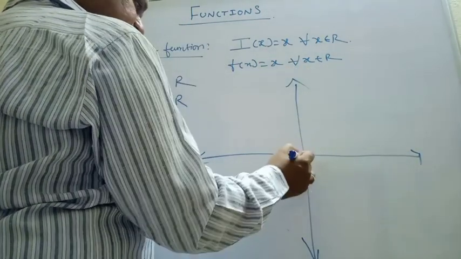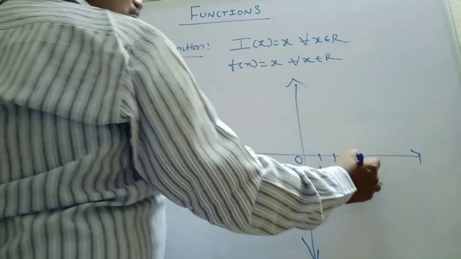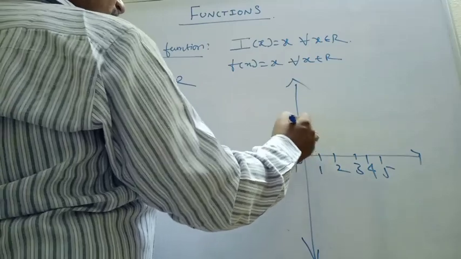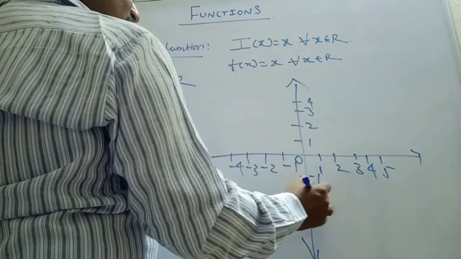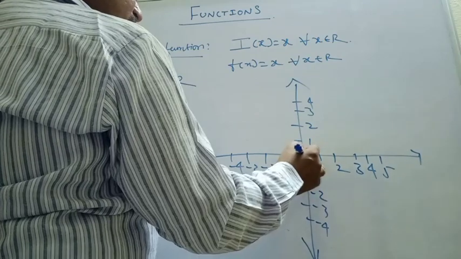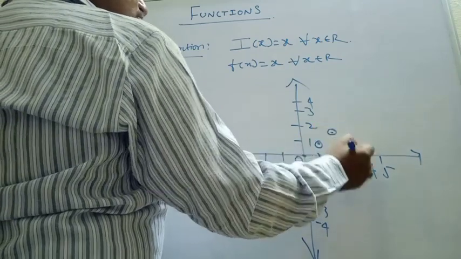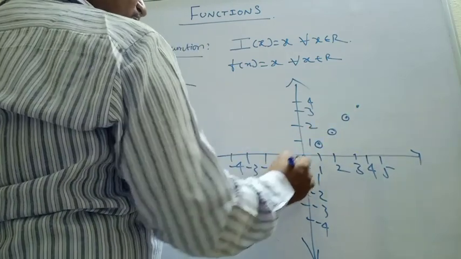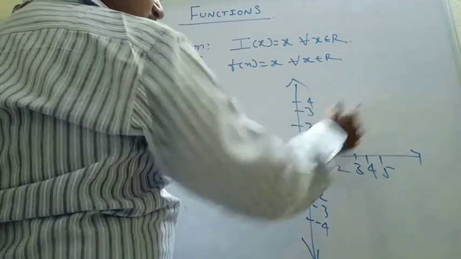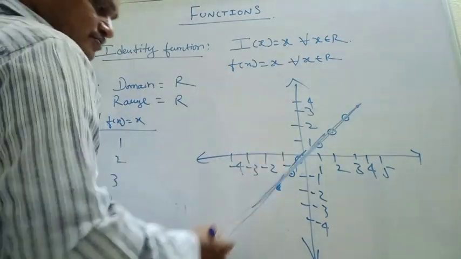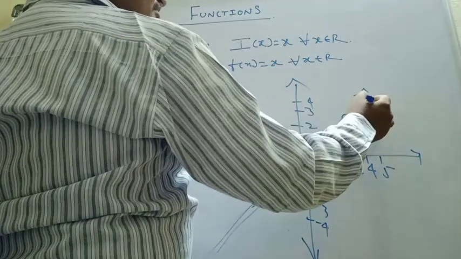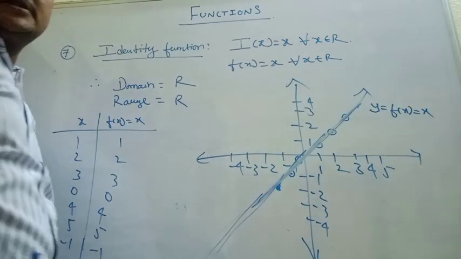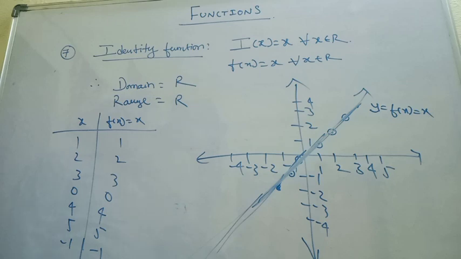You are going to get 0, 1, 2, 3, 4, 5 and minus 1, minus 2, minus 3, minus 4 on the axes. The points are 0, comma 0; 1, comma 1; 2, comma 2; 3, comma 3; 4, comma 4; and minus 1, comma minus 1; minus 2, comma minus 2. If you join these, you are going to get a straight line. This is the graph of y is equal to f of x is equal to x. Generally, it is denoted by I of x. This is what an identity function is.